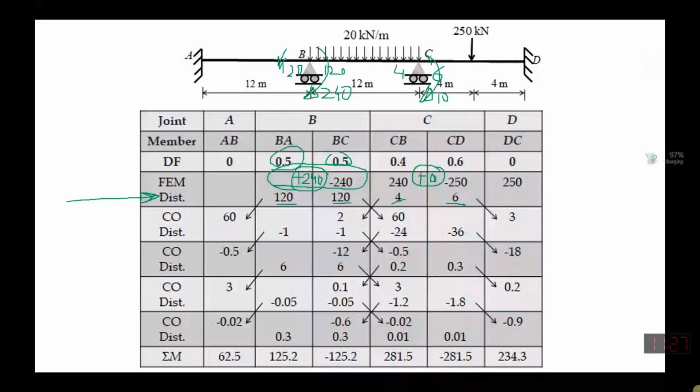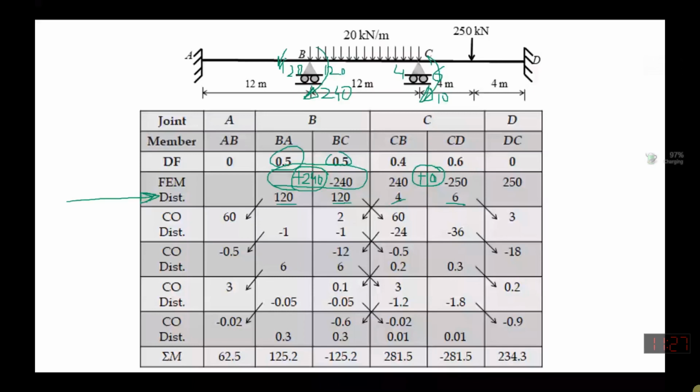Got it or not, guys? Yes, sir. Is it clear? Yes, sir. Is it clear? Yes, sir. This is our distributed moment now.